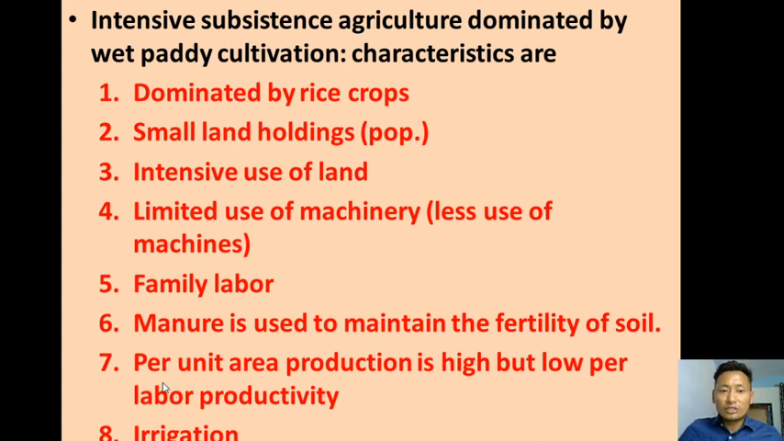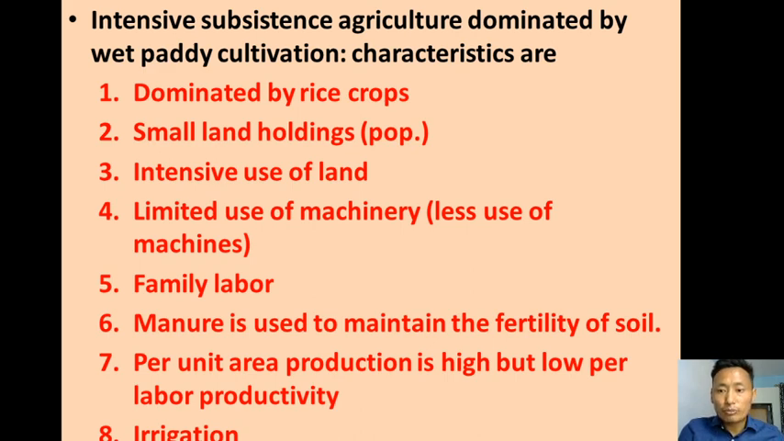That means in a year, if a particular farmer is cultivating a particular small agricultural land, they are cultivating two or more than two crops. That means per area production is high because they are cultivating two or more crops on the same agricultural land in a year. Production is mostly counted in a year. Because of that, per area production is very, very high.